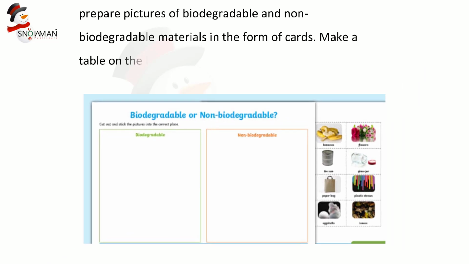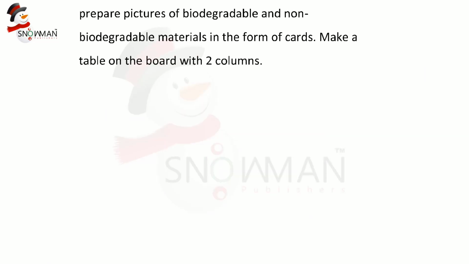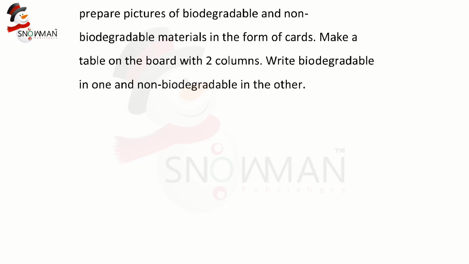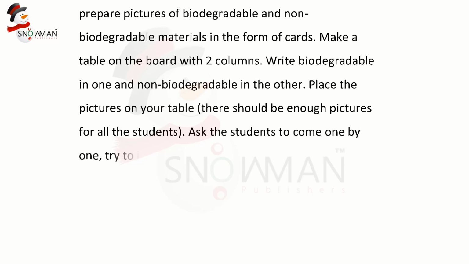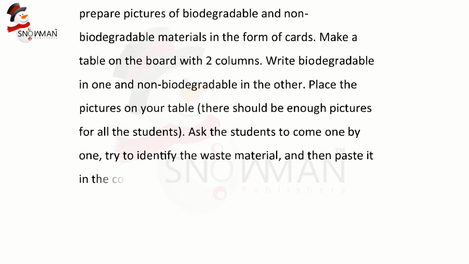Make a table on the board with 2 columns. Write biodegradable in one and non-biodegradable in the other. Place the pictures on your table. There should be enough pictures for all the students. Ask the students to come one by one, try to identify the waste material, and then paste it in the correct column with the help of tape.